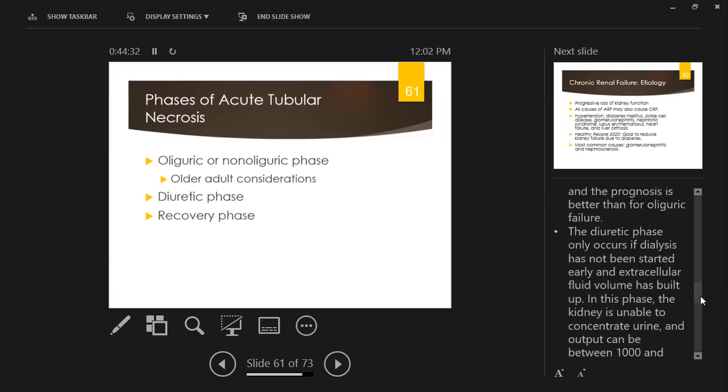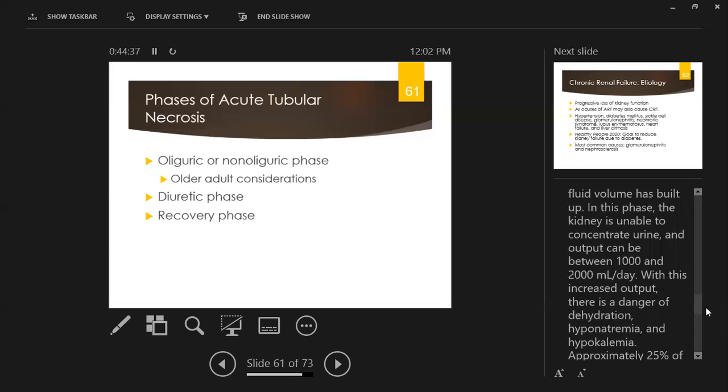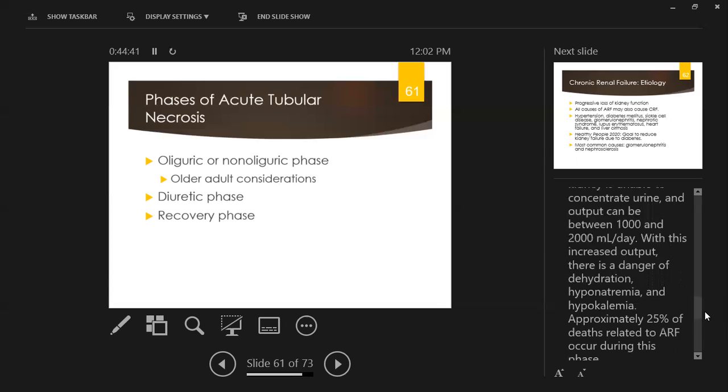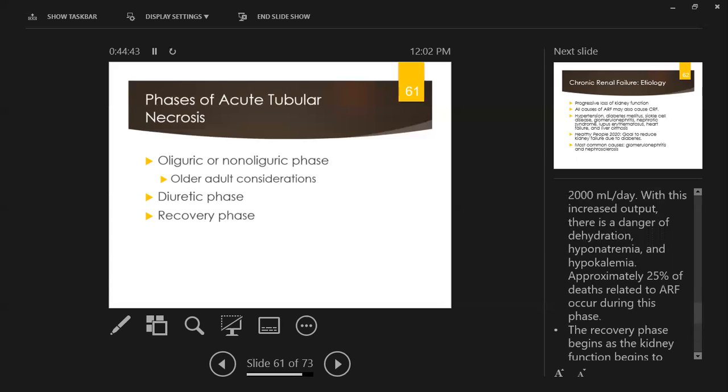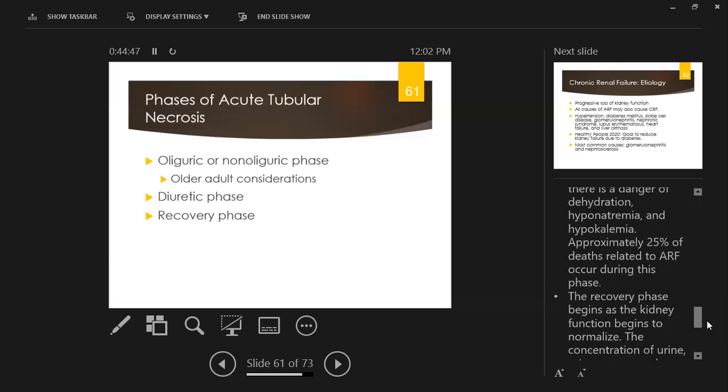Diuretic phase occurs if dialysis has not been started early and we have extracellular fluid volume buildup. The kidney would be unable to concentrate the urine in this case, and the output may be between 1,000 and 2,000 milliliters per day. With this increased output, there is a huge danger of dehydration, hyponatremia, and hypokalemia. We also may have death related to these electrolyte imbalances or extreme dehydration. 25% of deaths related to acute tubular necrosis are occurring during this diuretic phase.